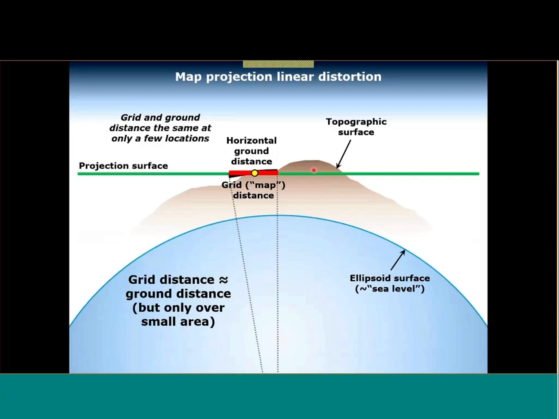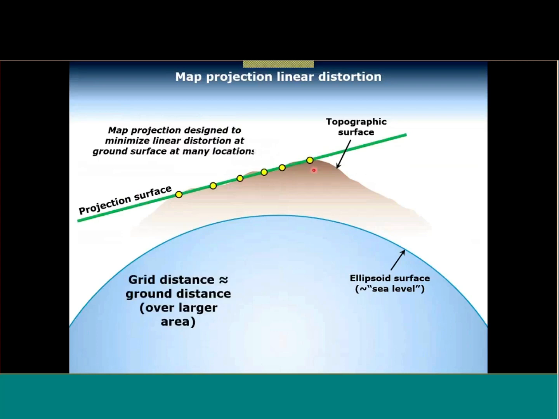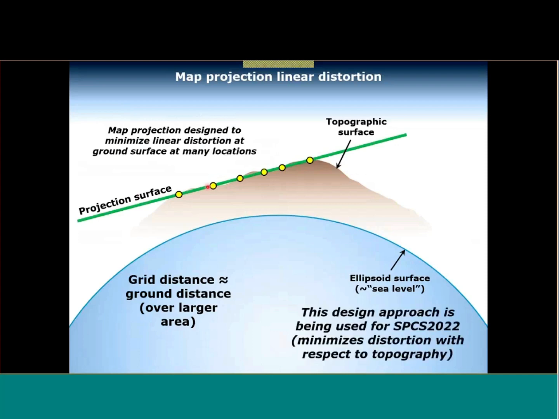So this is part of what we're going to do for State Plane 82. We're going to get a little fancier than just scaling up existing zones. We're also going to change the projection location or projection type so that the projection surface corresponds with topography, and then you get a whole bunch of points where the distortion is essentially zero, and over this entire range you get very low distortion for your design area, which might be an entire state or part of a state, or something else, something much smaller. So again, this is the design approach being used for State Plane 2022 to minimize distortion with respect to topography.